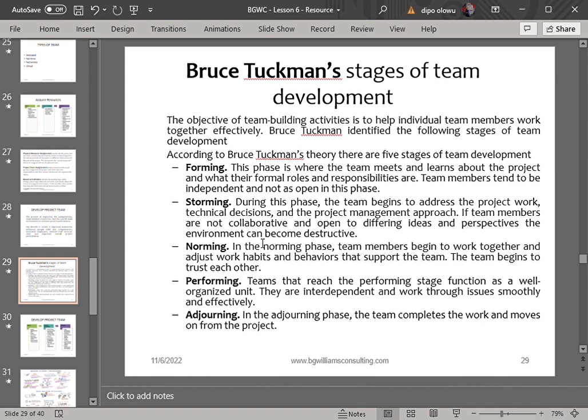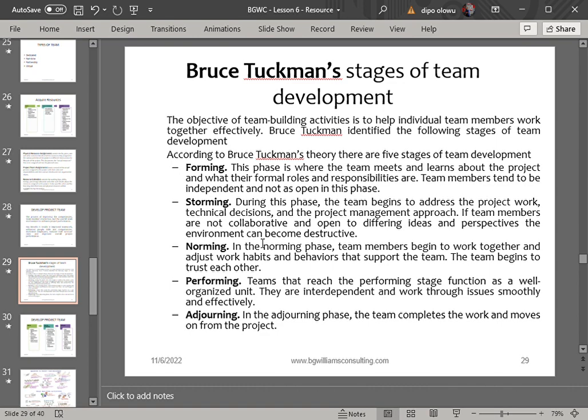So in that forming stage, that is the stage where you are still new to the project and they are still taking you around, explaining your roles and responsibilities, trying to understand what the project is all about. That stage is referred to as what? The forming stage, which means the team is just forming. They are just introducing each other.